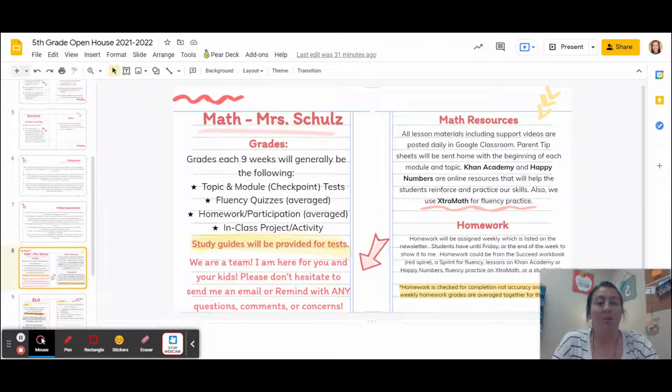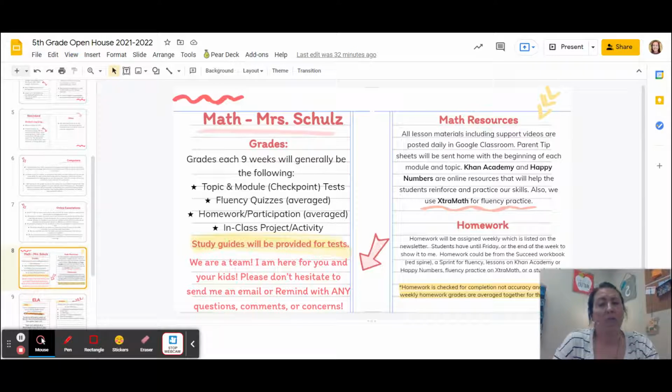There are lessons assigned to them that cover the skills that we are covering in class. Happy Numbers is another program that is following Eureka, so it's giving them skills that we are covering in class by module. And Khan Academy and Happy Numbers are both reinforcing and just practicing what we are doing in class.